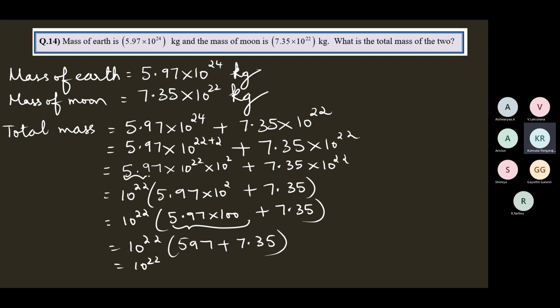So this is the first part and this is the second part. In the first part, if you write 10 to the power 22 common, the remaining thing is 5.97 into 10 square, right? Then plus, in the second part, 10 to the power 22 is taken out common, so the remaining thing is 7.35. Now 10 square is 100, so 5.97 into 100 is 597 plus 7.35. Now what is the sum of the two?